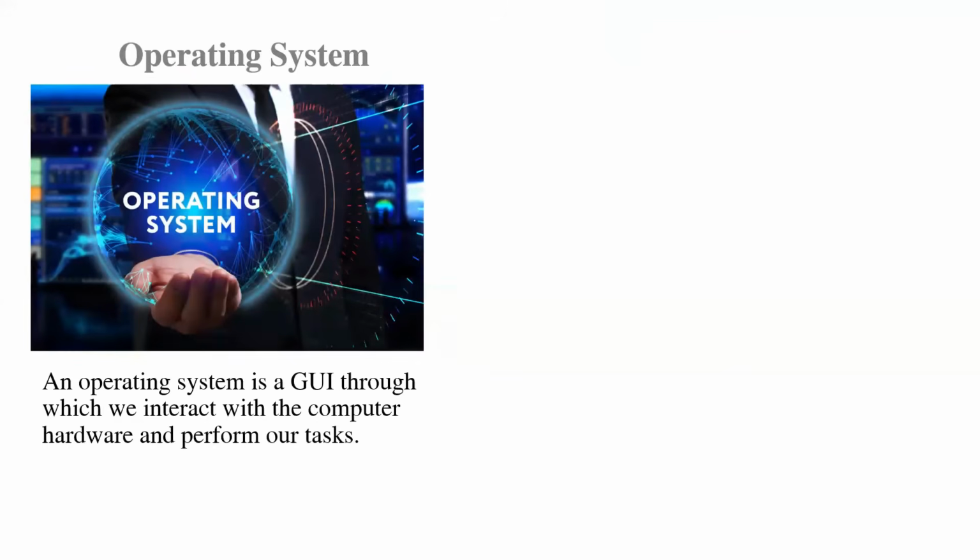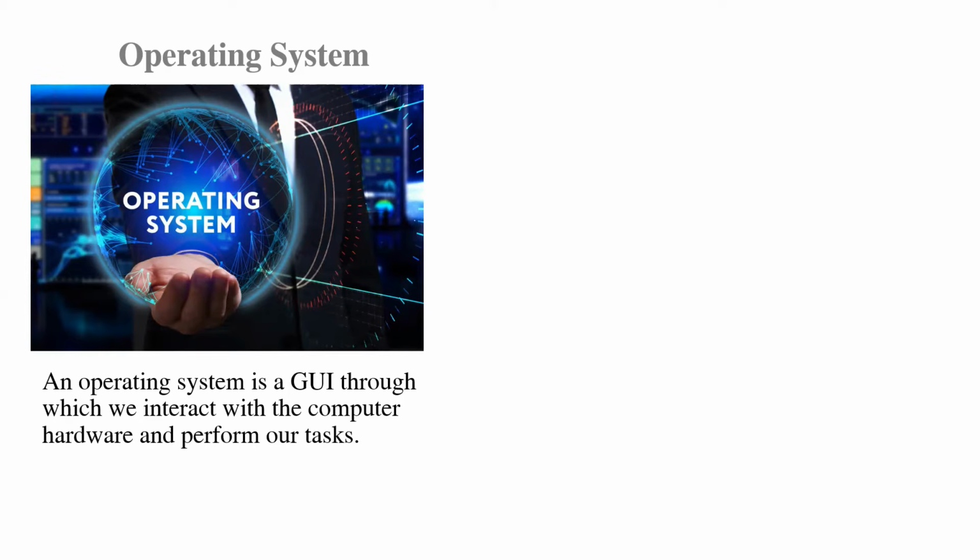Let's see something. I'll give you a small definition that will help you. An operating system is a GUI through which we interact with the computer hardware and perform our tasks. This GUI that we're seeing means graphical user interface. That's what we are seeing. If you click here, it opens My Computer. If you click here, it takes you to this. You can click here, this is home, this is network, this is browser. That's the graphical user interface that this operating system is helping us to understand.